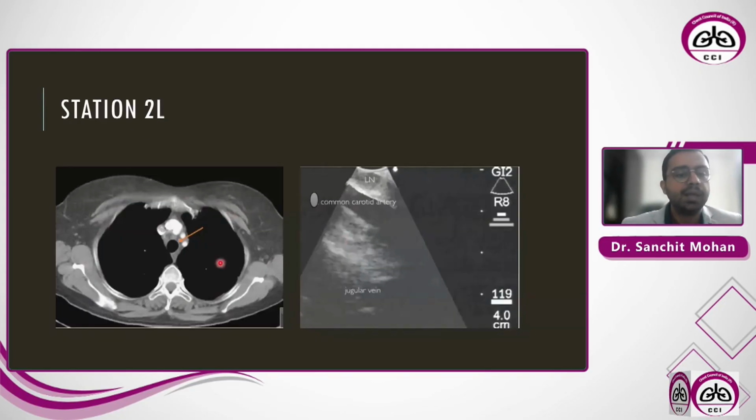Going to station 2L, this is the axial CT scan showing station 2L. This is marked with an arrow. This, I have told you, is the left brachiocephalic vein. This is the right brachiocephalic artery. This is the left common carotid artery, and this is the left subclavian artery. So what do you see? This is the node, and behind the node, what do you see? This is the left common carotid artery. So if we put our EBUS probe here, we are able to appreciate the lymph node, and below the lymph node, we are able to appreciate the left common carotid artery. So this is the image from the same patient.